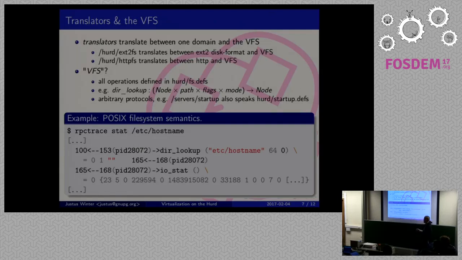This is how it looks if we trace a program. We do stat on /etc/hostname. And what we see is we send a dir lookup message to this. This is the path and the flags and the mode and so on. And we get back another port. A port is a reference to a capability.